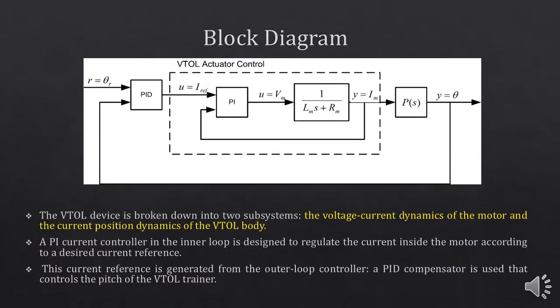This is the block diagram of the VTOL device. The VTOL device is broken down into two subsystems. One is the voltage-current dynamics of the motor and another is the current-position dynamics of the VTOL body. A PI controller inside the inner loop, as shown here, is used to regulate the current of the motor according to the desired reference. The current reference is generated from the outer loop. A PID compensator, as shown here, is used to control the pitch of the VTOL trainer.